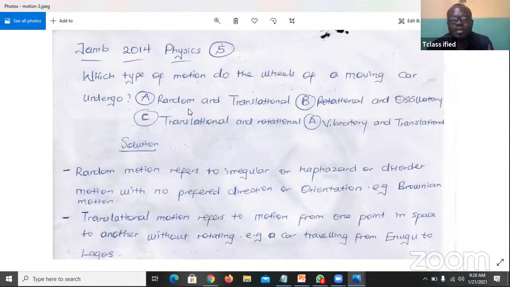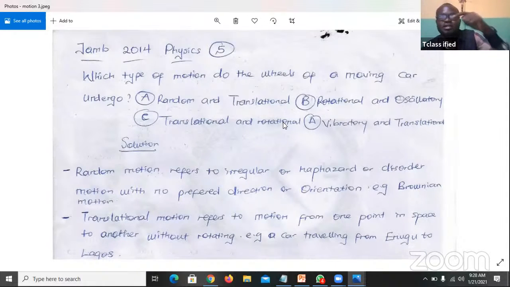Okay, is it random and translational? Random, that's the motion of a gas, no? Is it rotational and oscillatory? That's the motion of a block on a string or a swinging pendulum. Is it translational and rotational? Okay, translational, that is linear, because the wheel is moving from point A to point B. So there's definitely translational.